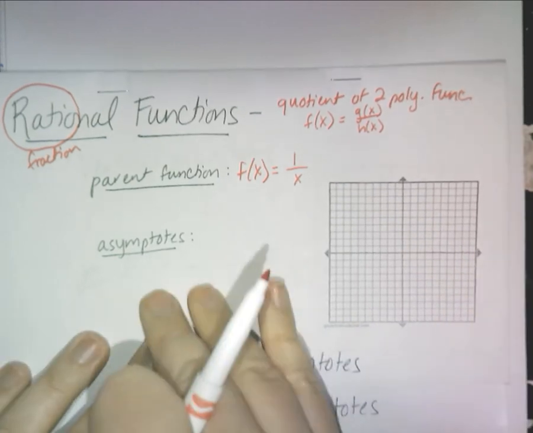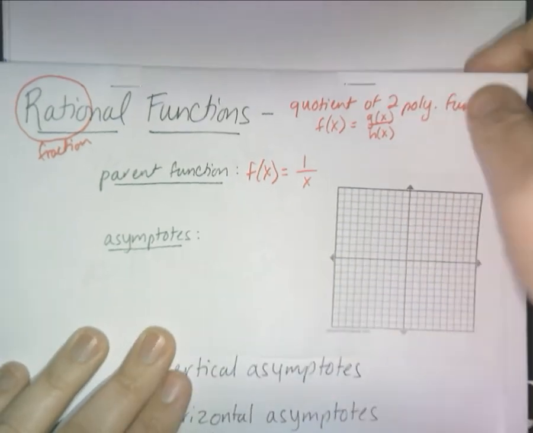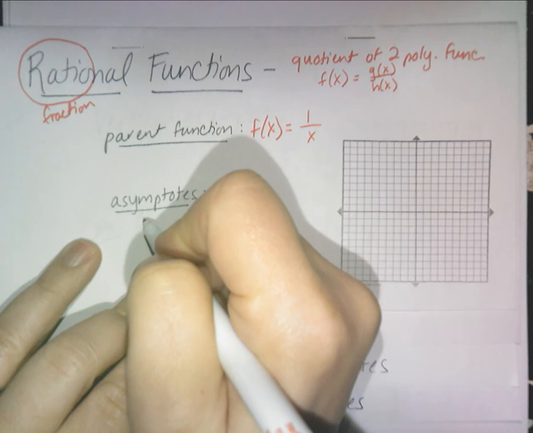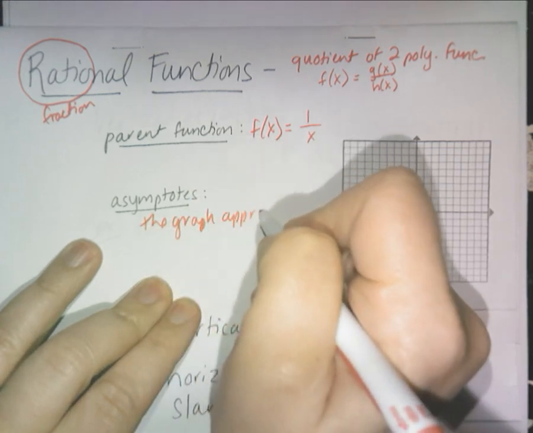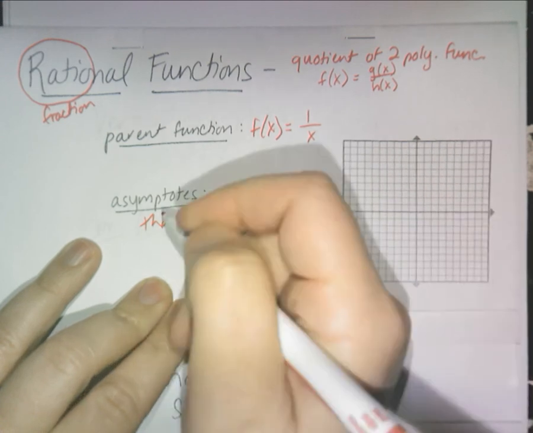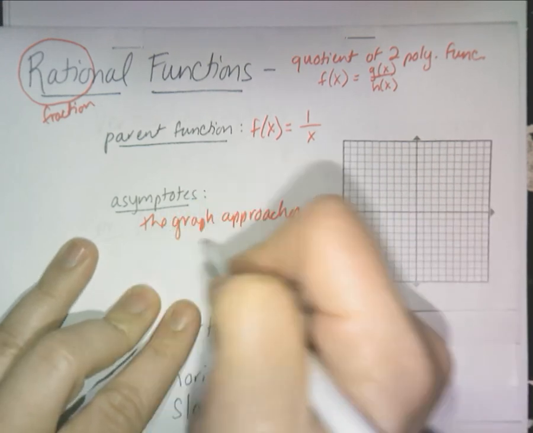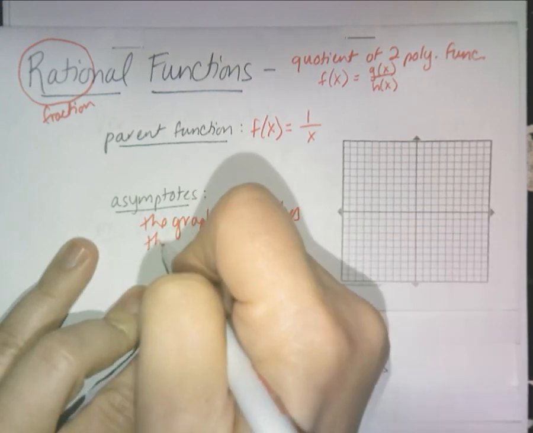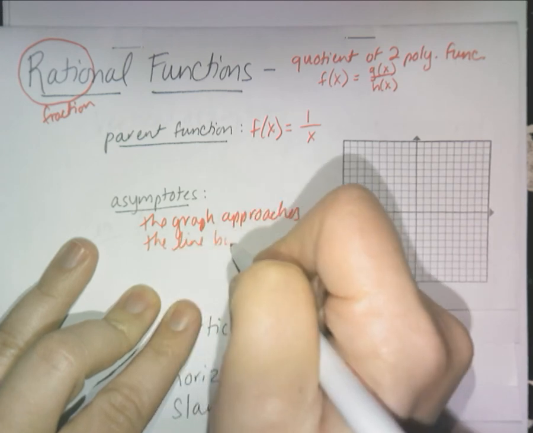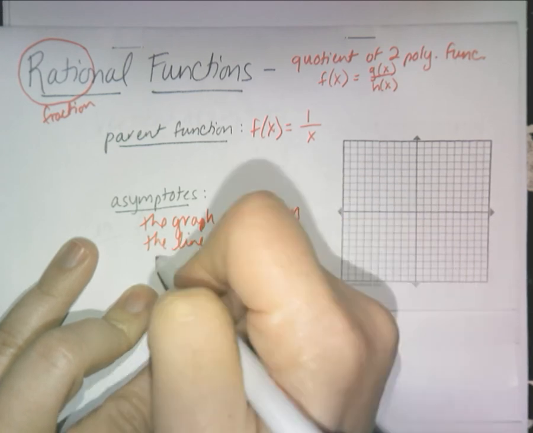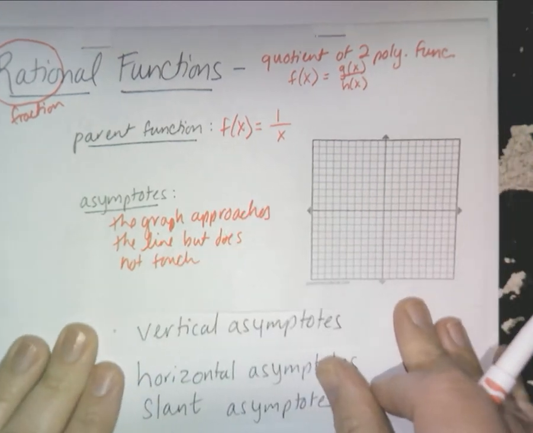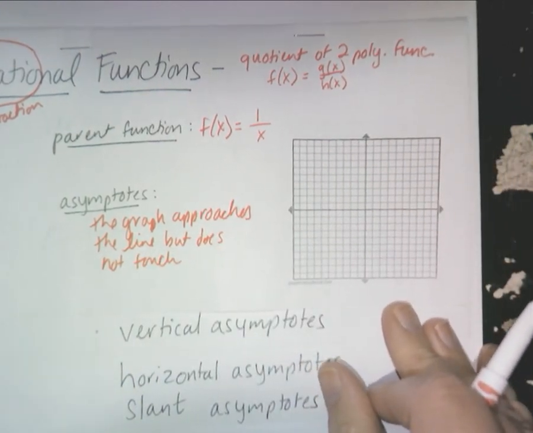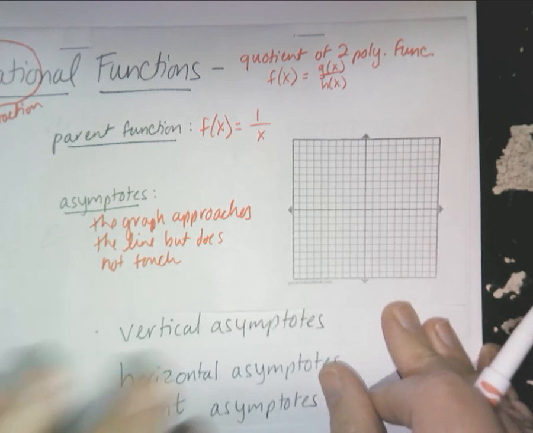There are asymptotes in these pictures. And again, remember, an asymptote by definition is what the graph approaches. The graph approaches the line, but does not touch. Even though your calculator will say 0, and it looks like the blue line is laying on top of the asymptote, it's never touching it, okay?